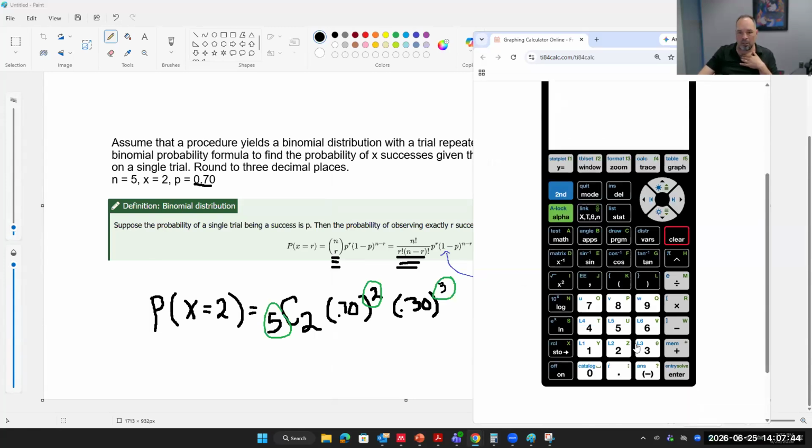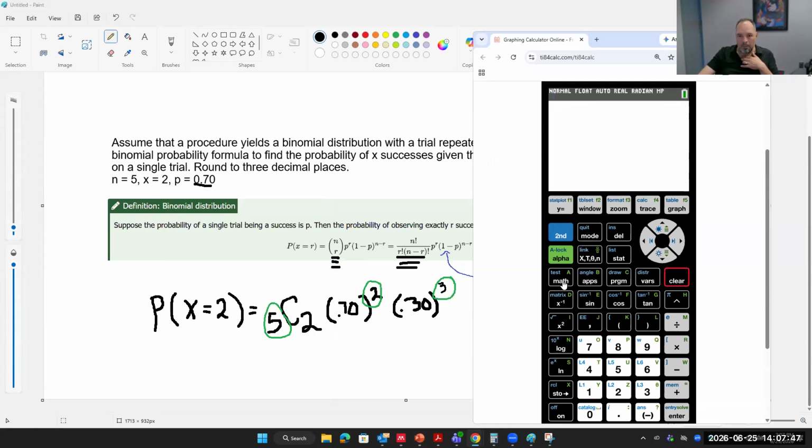So then it is math, probability, nCr. That's 5 choose 2 times 0.7 to the second power times 0.3 to the third power. And our answer is 0.1323.